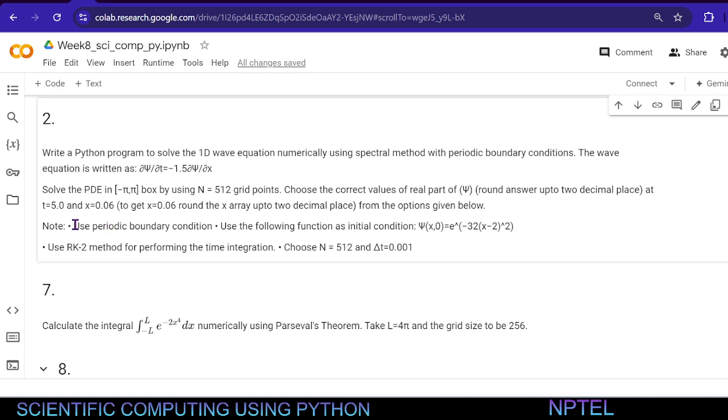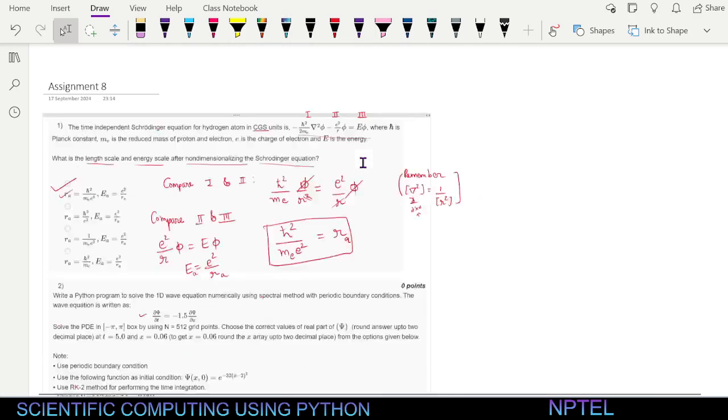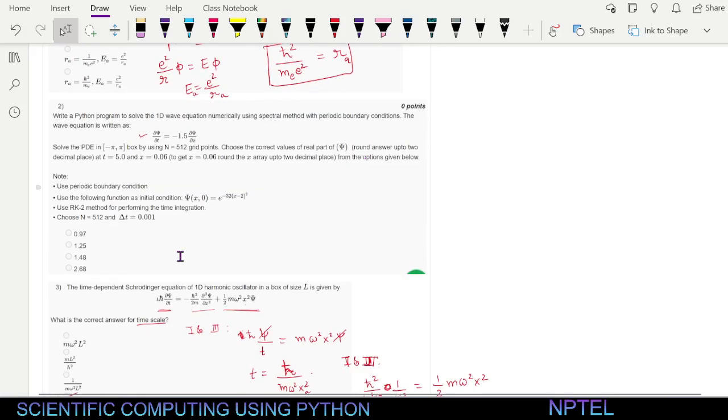And there are a few notes. One is use periodic boundary condition, right? If we are doing Fourier, then it's going to be periodic. Initial distribution has to be given, and it is this one, right? So a Gaussian. Use RK2 for performing integration, and everything is given. Okay, so there is one caveat in this. If you are doing it analytically, you have to remember. Okay, so let's look at the equation.